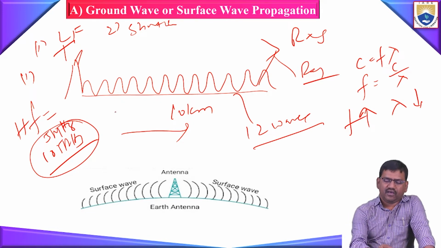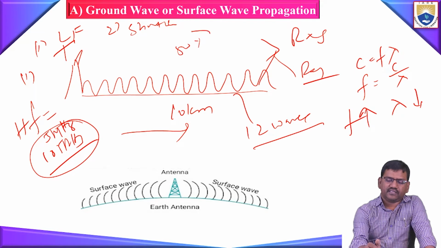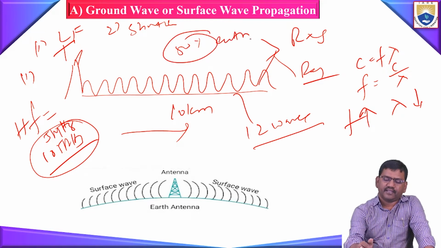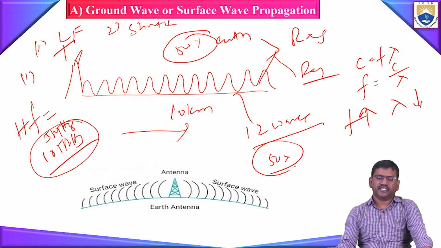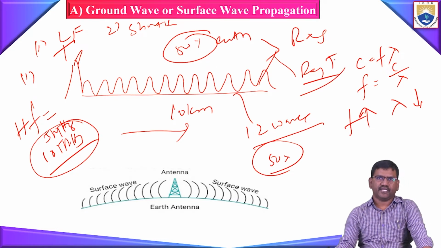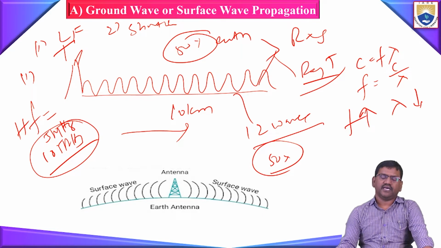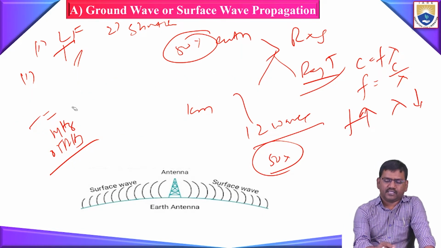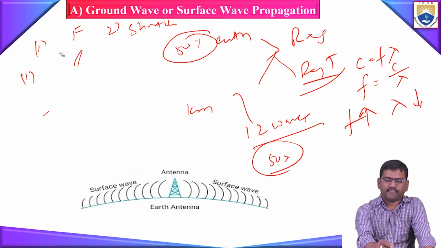That means here only 50% energy is being absorbed by the earth, and the remaining 50% of the radiation is being transferred to the receiving antenna. This is the case for a high frequency antenna. This is the case where a high frequency signal is sent. Suppose we send a low frequency signal.